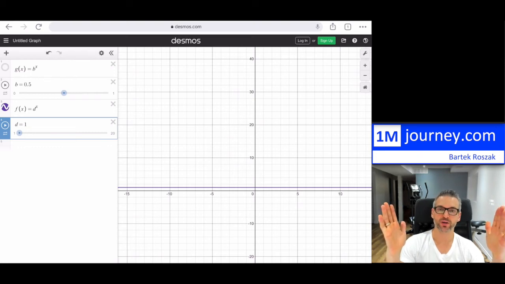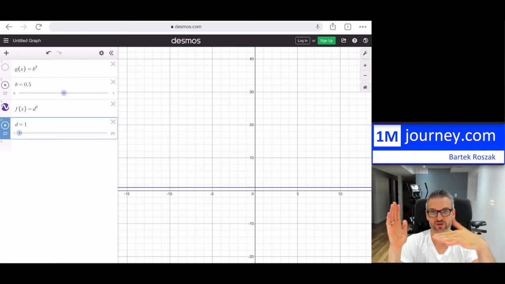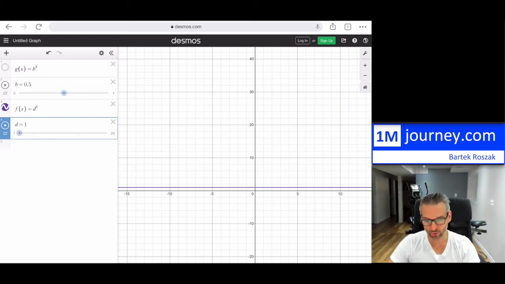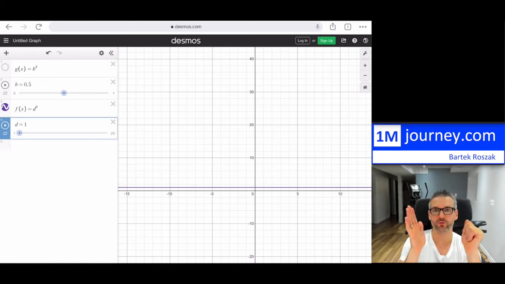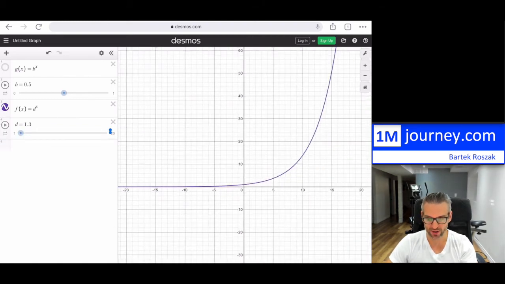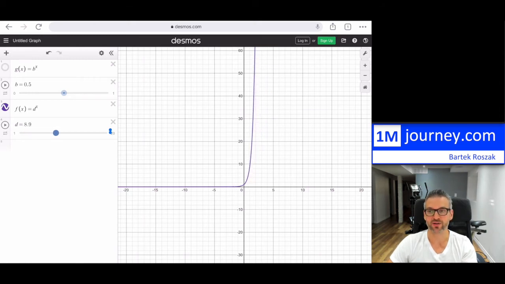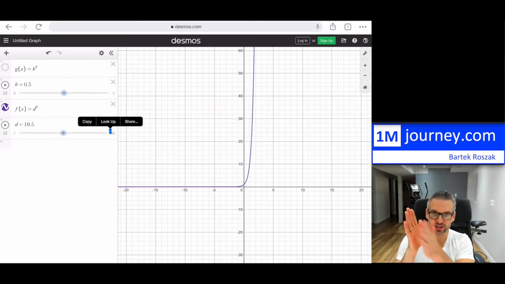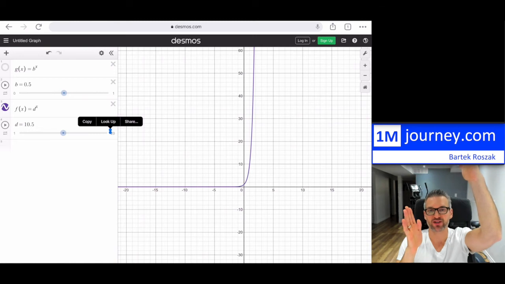Now, we already know what happens at 1, right? It's a flat line, as you can see now on the screen. But what's going to happen when it's more than 1? As I move along, what you notice is now it's going in this direction. And as my base gets bigger and bigger, the exponential just blows up much faster and it gets closer and closer to the y-axis.